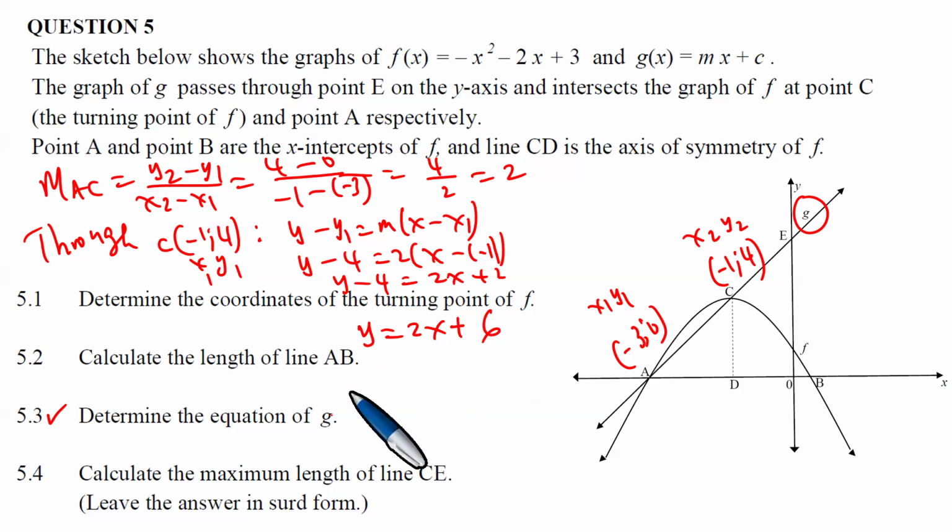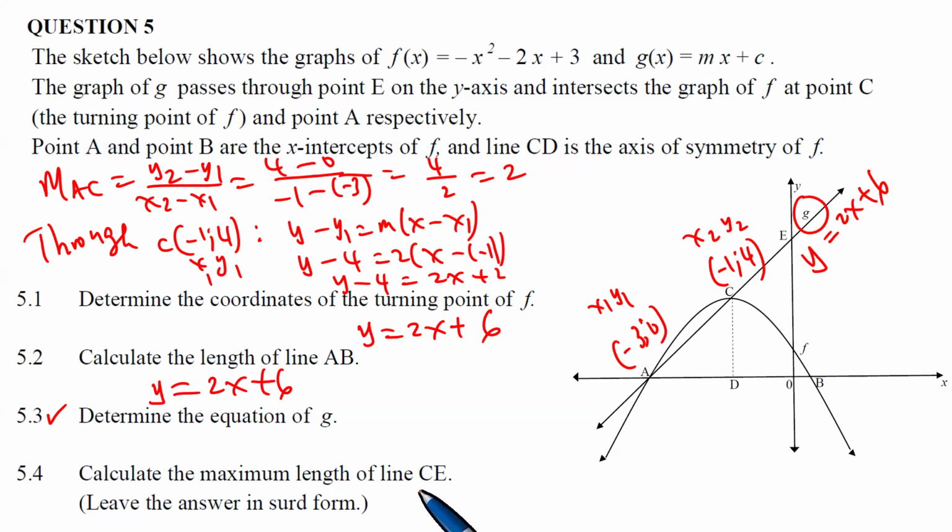So in the end, to find the equation of G, we are able to see that the equation of G is 2x plus 6. It is exactly 2x plus 6. Now you need to calculate the maximum length of line CE.